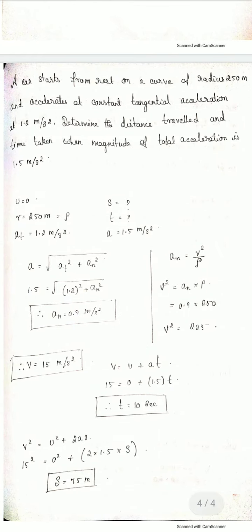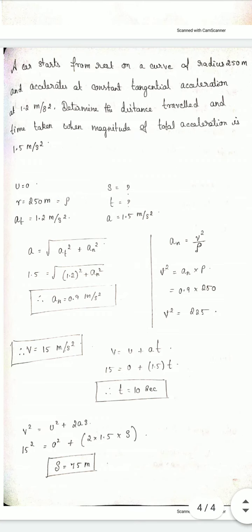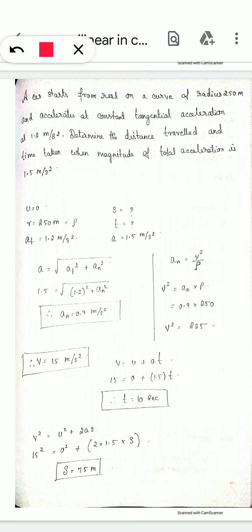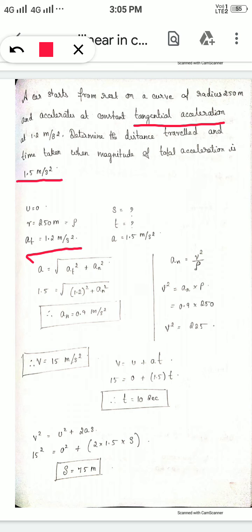See, in this question they had asked: a car starts from rest on a curve of radius 250 meter and accelerates at a constant tangential acceleration. Tangential acceleration means it is at. Whenever the word tangential acceleration comes, it is your at value. Then determine the distance travelled and time taken when magnitude of the total acceleration is 1.5 meter per second square. That means your A value is 1.5 meter per second square.